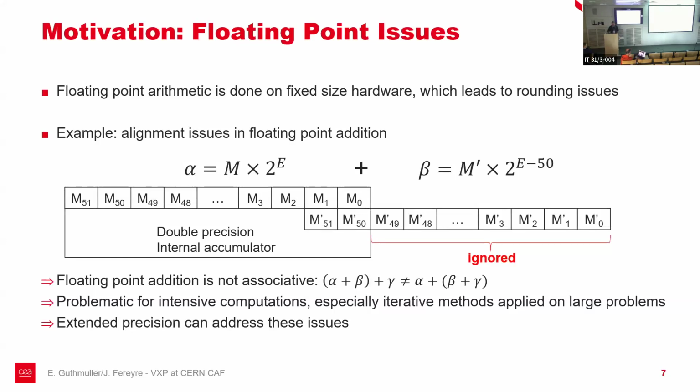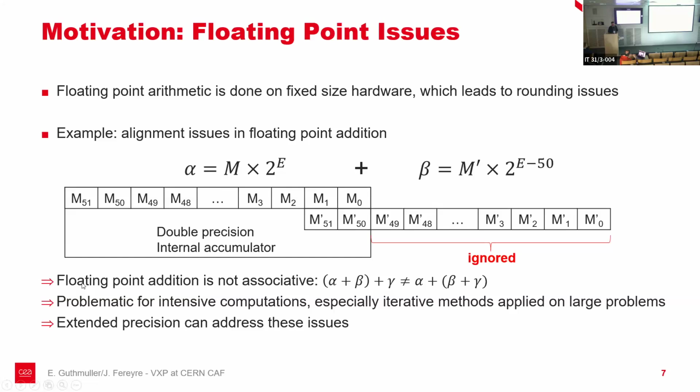Again, you probably know the issues with floating point computation. As the hardware is obviously fixed size, you have rounding issues. For example, here I show the addition of two floating point numbers. The first thing you have to do is align the two mantissas. Here we have beta, which has an exponent 50 lower than alpha's. So you align beta by shifting its mantissa 50 bits to the right. It may depend on the actual hardware, but generally you ignore the least significant bits of the smaller number.